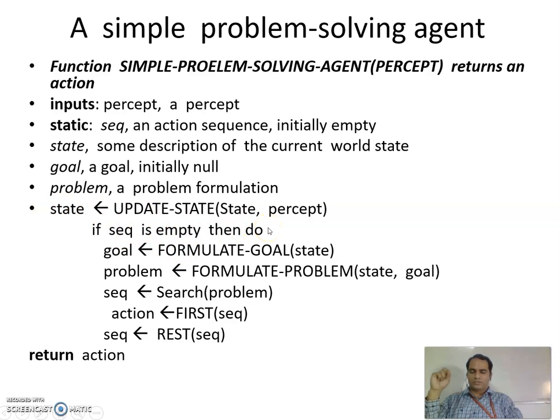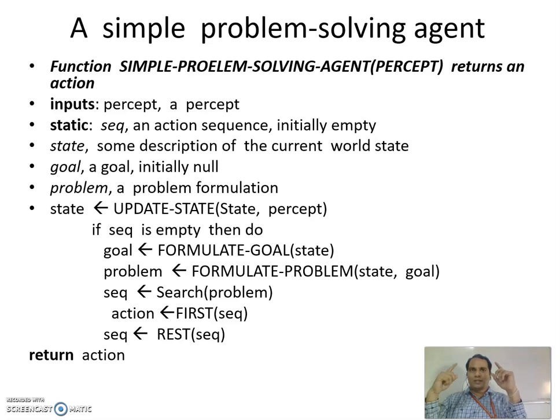Let's now once again try to understand here. Once the sequence is identified, initially I don't know what steps I need to take, so the sequence would be empty. But once the sequence is identified, like S1 to S2, S2 to S3, S3 to G, let us say the goal state. Now action A1 takes me from S1 to S2, A2 takes me from S2 to S3, A3 takes me from S3 to the goal state G. So this A1, A2, A3 and the states, that sequence is ready with me now.